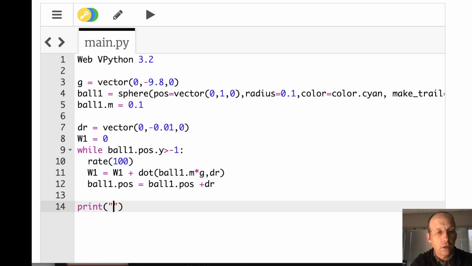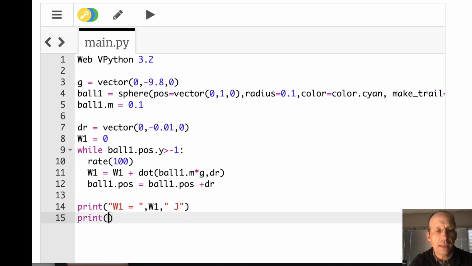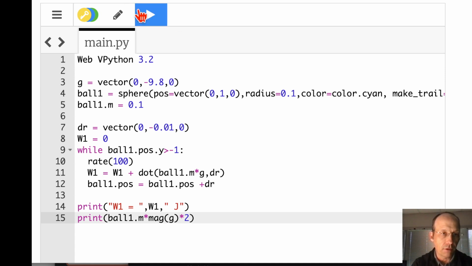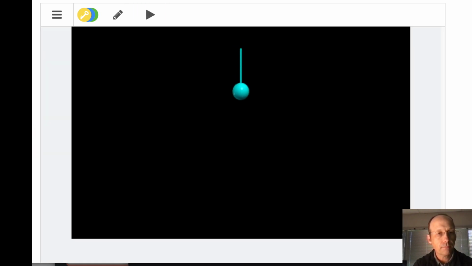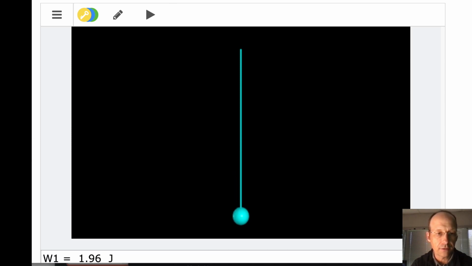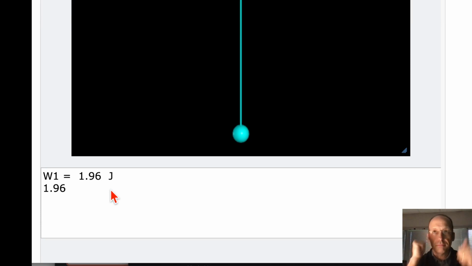Then at the end, work equals, I got that already. Print it. Work 1 equals work 1 in joules. Now, I'm actually going to print out something else. Let's print out ball1.m times magnitude of g times 2. That's just a double check that it's doing it right. I know that should be the work, mg delta y. So let's run that. Look at that moving down. Isn't that great? I should make it go faster. So the same thing. Got it.